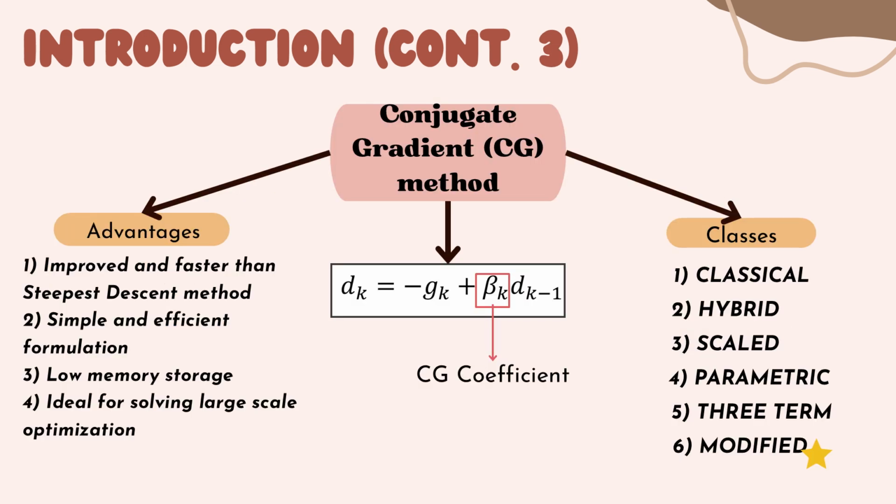Why do we choose the CG method? It is improved and faster than the steepest descent method. Other than that, it has a simple and efficient formulation. Also, it has low memory storage, which makes it ideal for solving large-scale optimization. The CG method can be expressed as d_k equals negative g_k plus beta_k d_{k-1}.